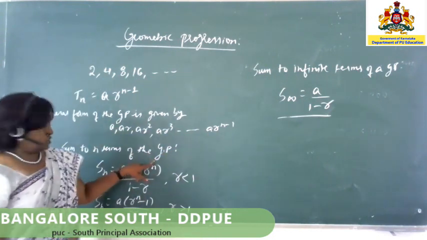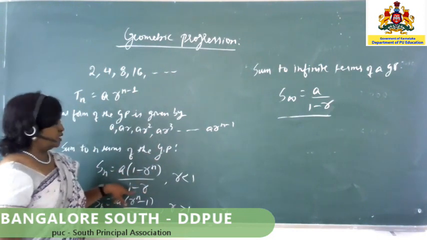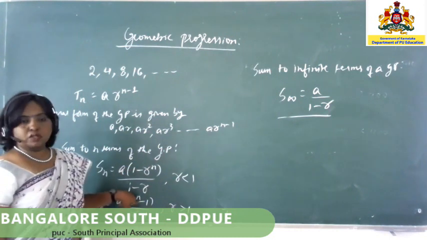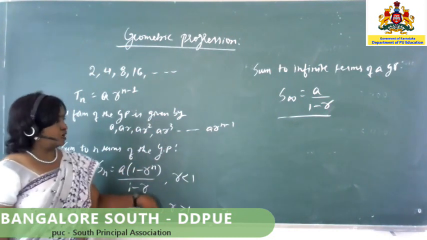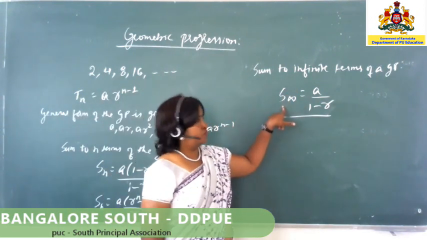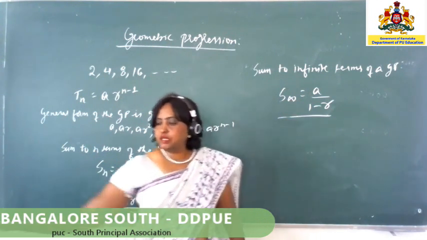Sum to n terms of a GP, that is Sn is equal to a into 1 minus r to the power of n by 1 minus r when r is less than 1. And Sn is equal to a into r to the power of n minus 1 by r minus 1 when r is greater than 1. And the sum to infinite terms of a GP is given by S infinity is equal to a by 1 minus r. Yes. Make a note of this.